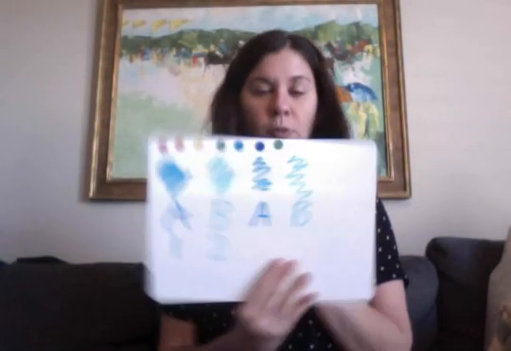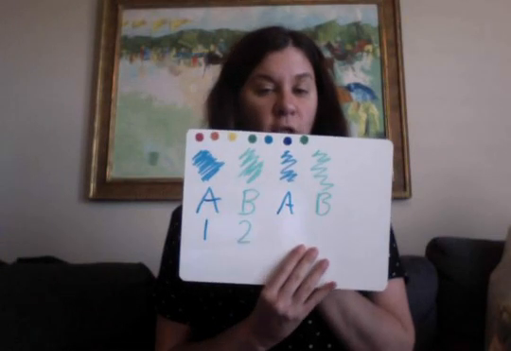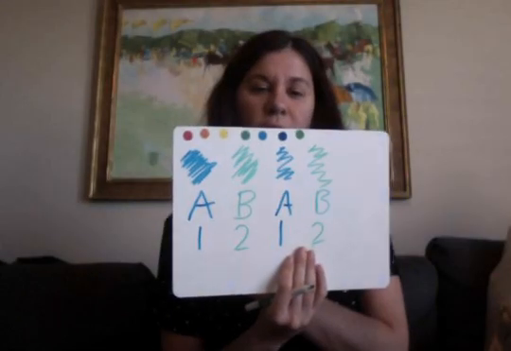So I had a blue 1 and a green 2, and I'm going to repeat, and I'm going to do a blue 1 and a green 2. There we go. Now let's try shapes.